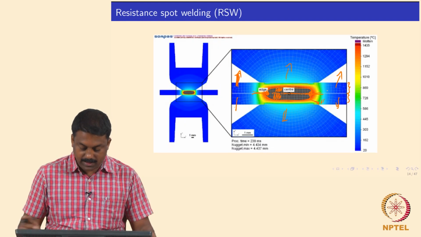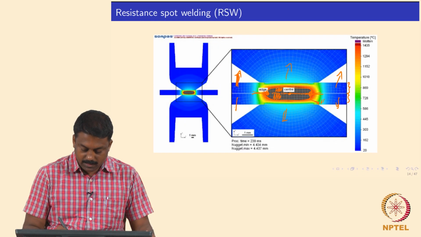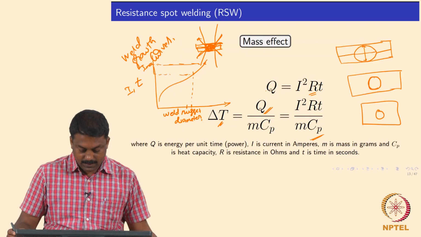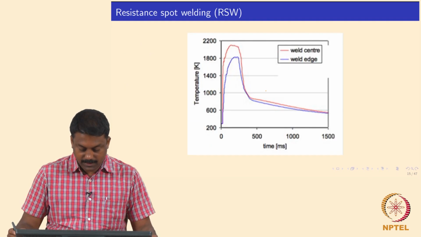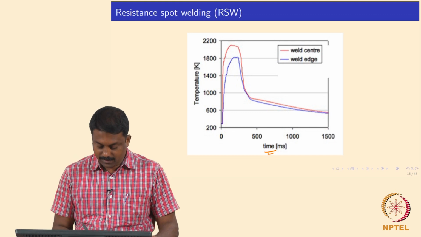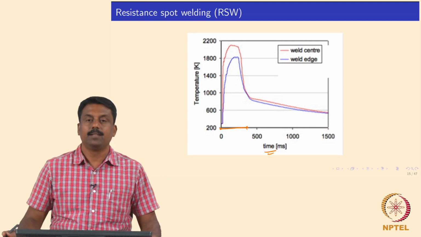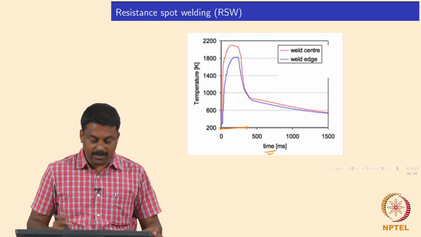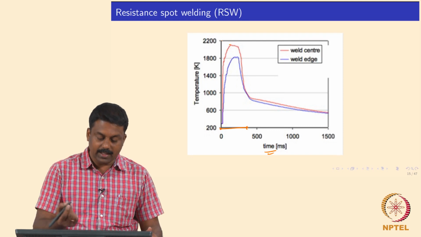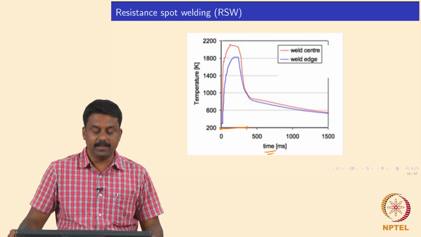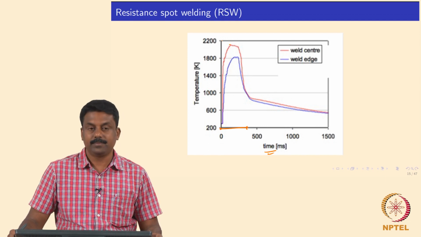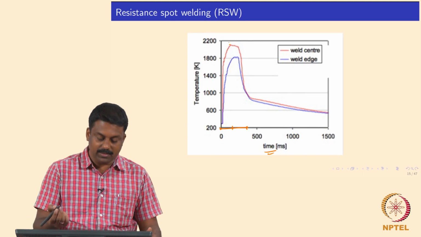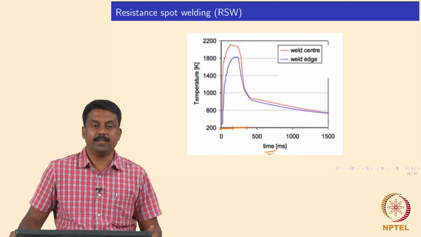So you can look at a thermal cycle. For example, I showed you one at the center and one at the edge. You see the time. It is hardly 400 milliseconds, isn't it? So the material is heated up to a temperature at the center as high as, say, 800 degrees centigrade, 2000 Kelvin. Imagine the material is heated from room temperature to 2000 Kelvin in 100 milliseconds.